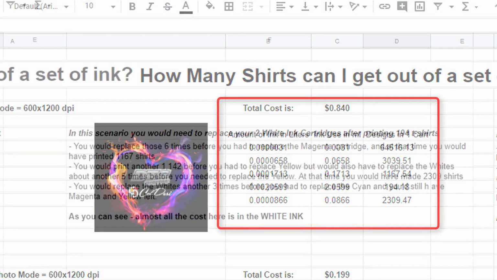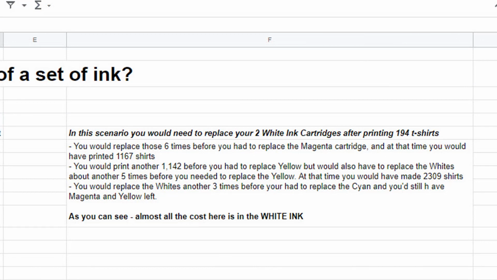So I've kind of described it here. You would replace both cartridges of the white ink after 194 shirts. And then you would be replacing those 6 times before you had to replace the magenta. And then you would print another 1,142 shirts before you would have to replace the yellow. And then you'd be replacing the whites another 5 times. So you can see if you're printing a dark shirt, you're going to go through white cartridges more than anything else.